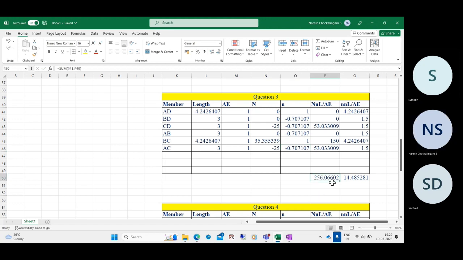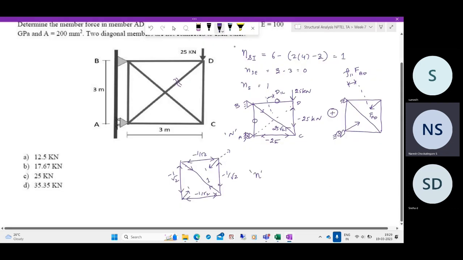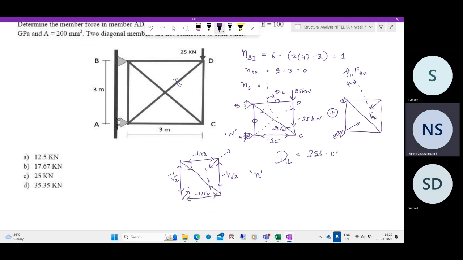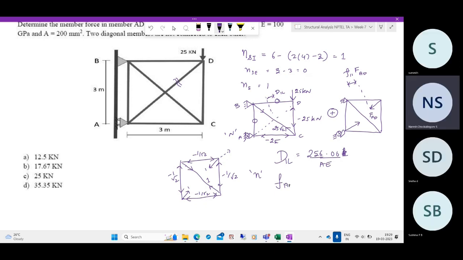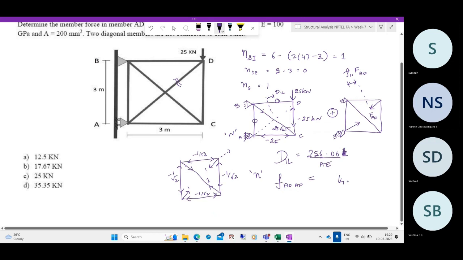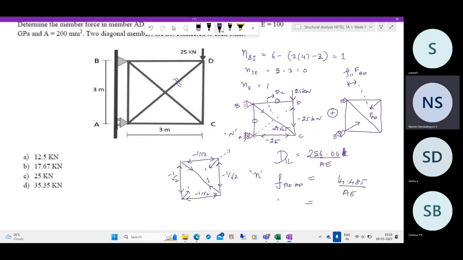So that is simple. We get D1L, which is the summation of all these, as 256.06 by A. And what is F11, or FADAD? That is 14.485, right? So what is the force in the member AD? Note that both are positive, which means.